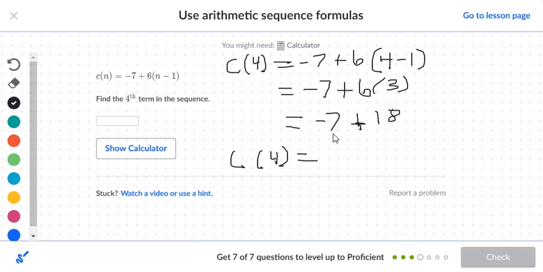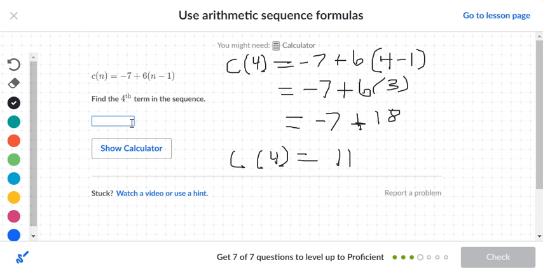So we owe $7, but we have $18 to give. So basically 18 minus the 7 is 11. So the fourth term in this sequence should be 11. So again, wherever there was an n, we made that a 4. So 4 minus 1 is 3. Multiply 6 times 3 is 18. Then we combine that to the negative 7, and that makes it a positive 11.